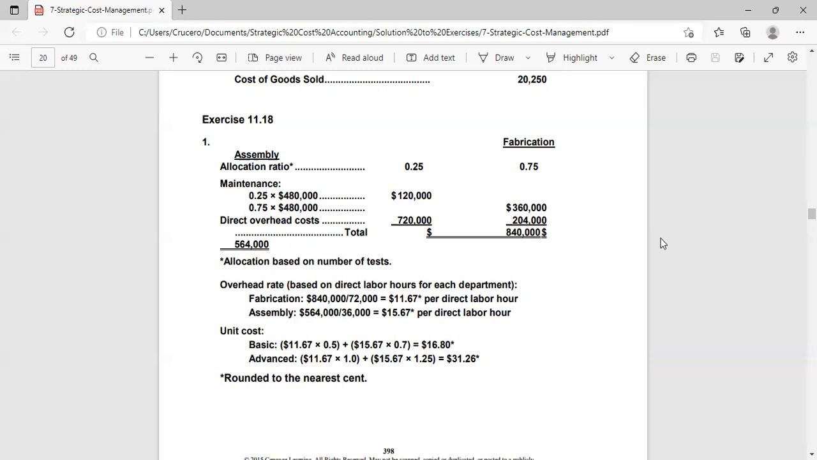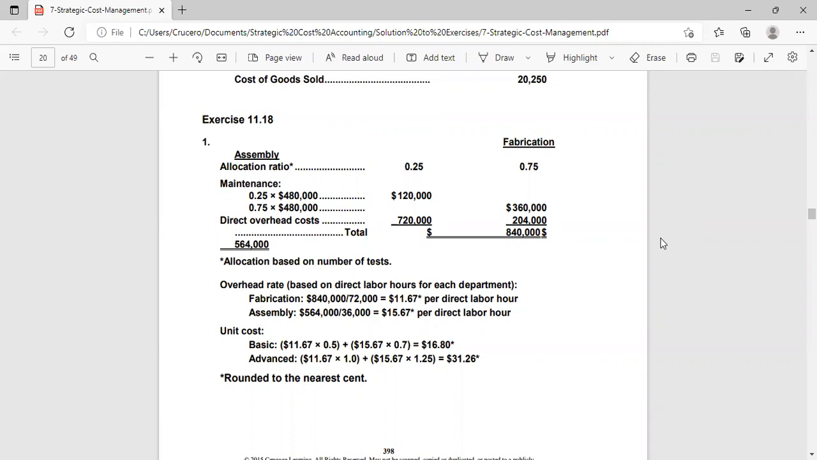So, the overhead rate based on direct labor hours for each department. So, the fabrication, 840,000 divided by 72,000 hours. So that will be equal to 11.67 per direct labor hour. Ang assembly is 564,000 divided by 36,000 direct labor hours. So that will be 15.67. Now you have the overhead rates.